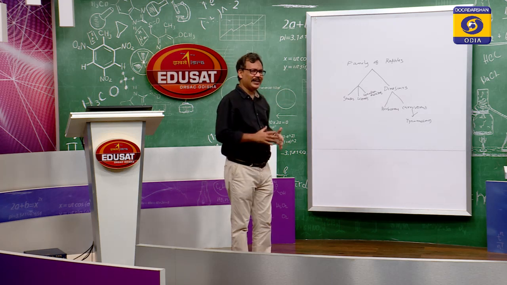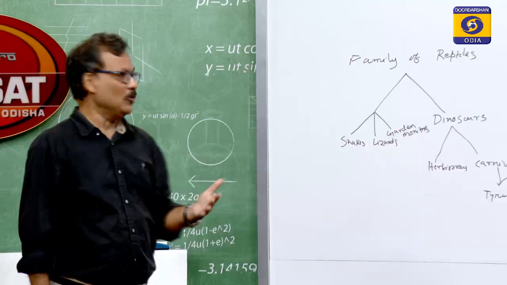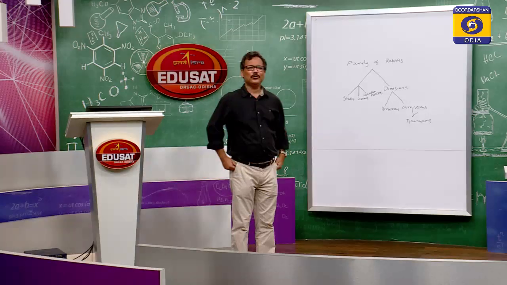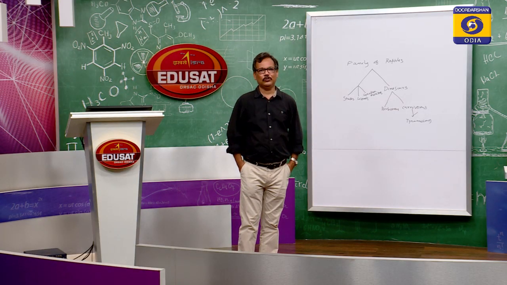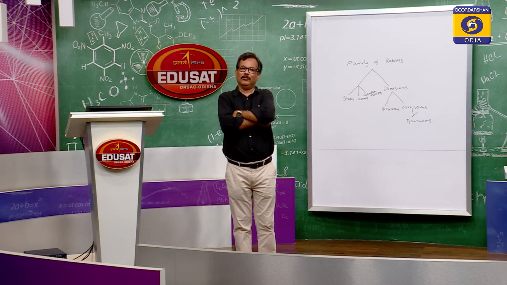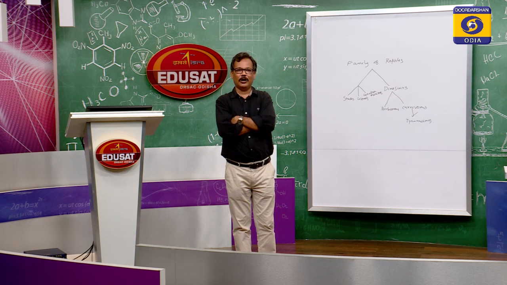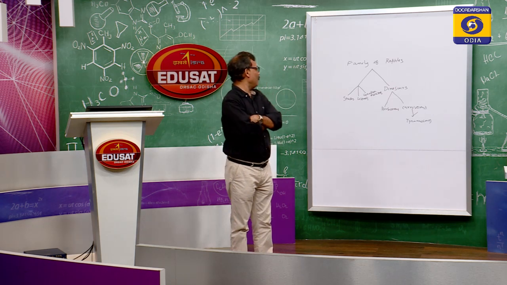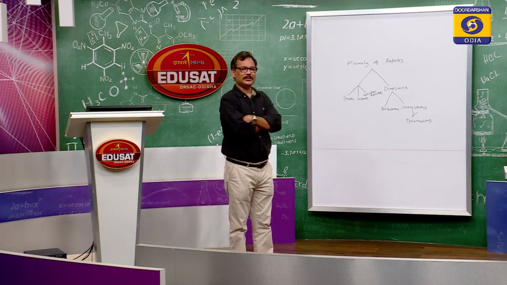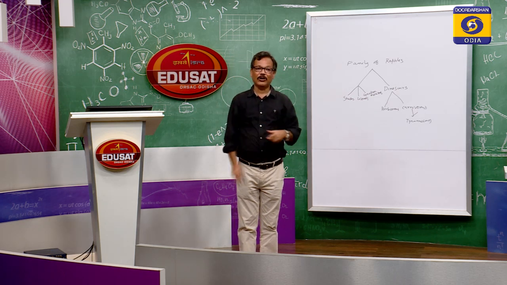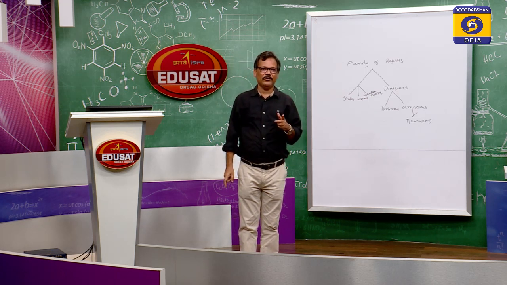Now if I try to construct a paragraph with the help of this diagram, then I will say that 2000 million years ago the earth was inhabited by terrible lizard-like monsters called dinosaurs. Dinosaurs belong to the family of reptiles. The snakes, the lizards and the garden monitors that we see also belong to the same family.